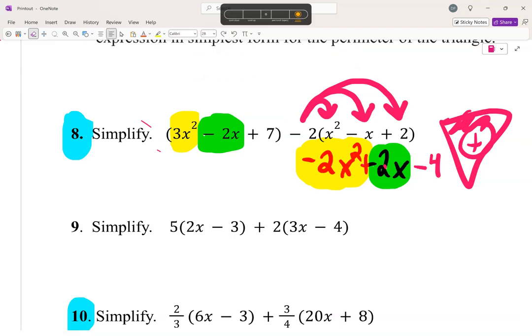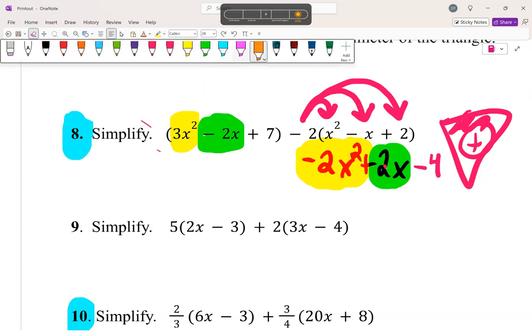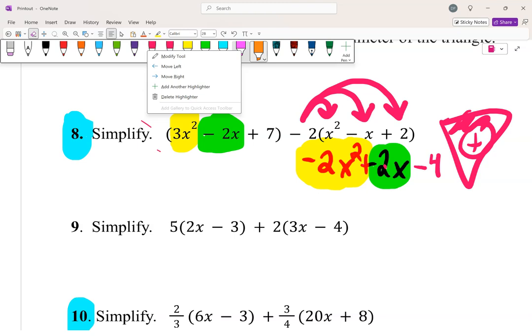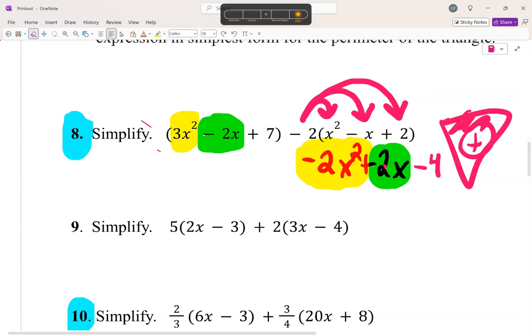Bless you. Oh, that orange is not working, is it? Let's try galaxy. I don't have another color. Yeah, I can do galaxy. Let's do galaxy, but I'll just put an arrow.